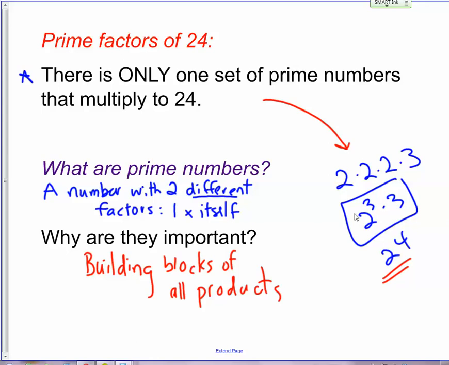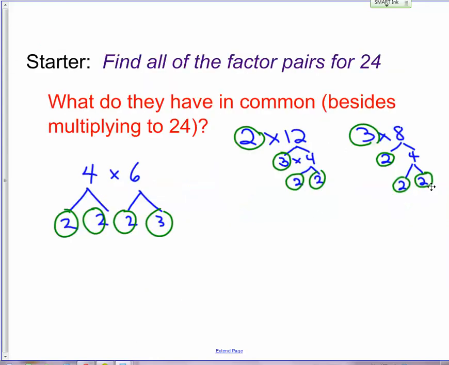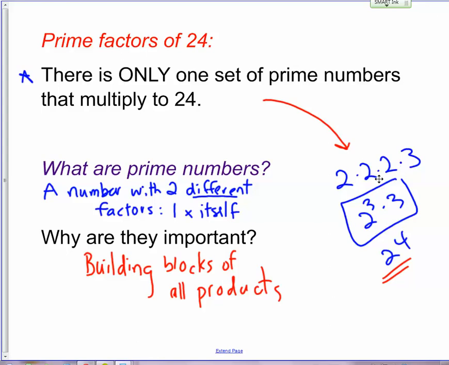All of the factor pairs that we started class with today are just combinations of these. If I put these two together and these two together, I get 4 times 6. If I group 2 times 2 together and get 4, 2 times 3, there's a 6. That makes 12. Or I can group these three together, and that's 12, and I have my 2. If I group these two together, 2 times 2 is 4. If I group it with this one, I get 8, and 8 times 3 is 24. So all of these factor pairs are just combinations of the primes that make 24.